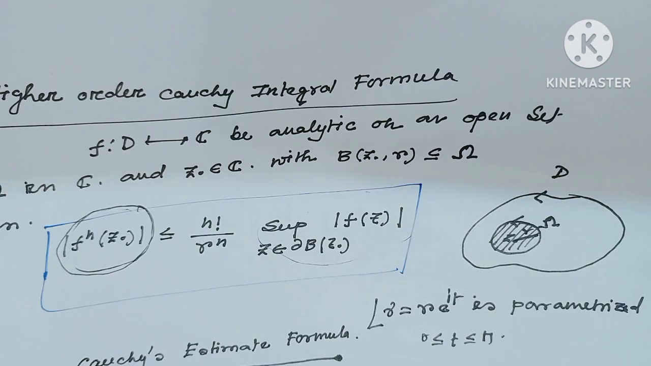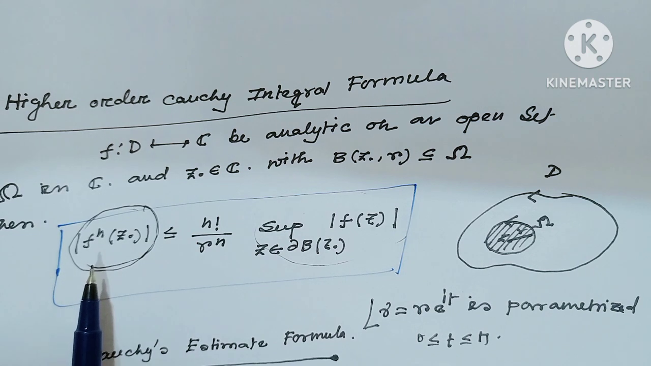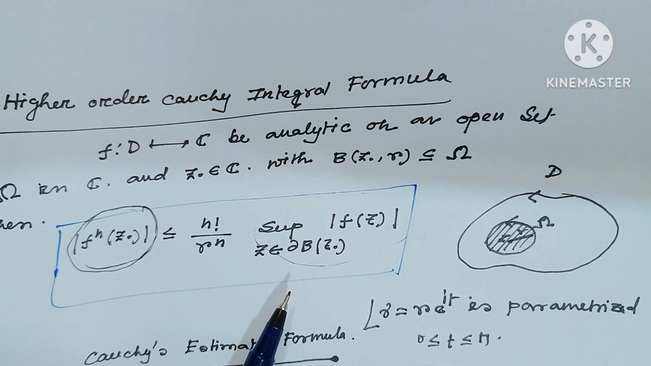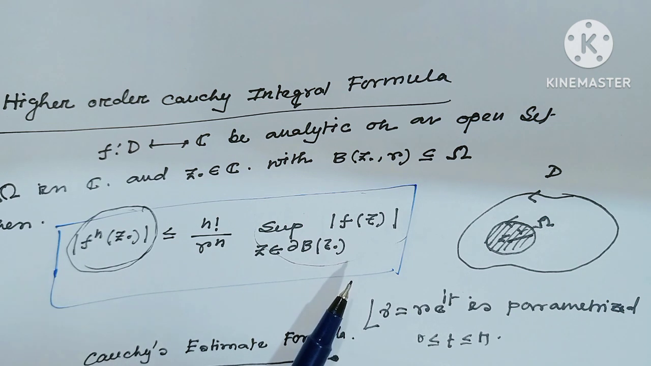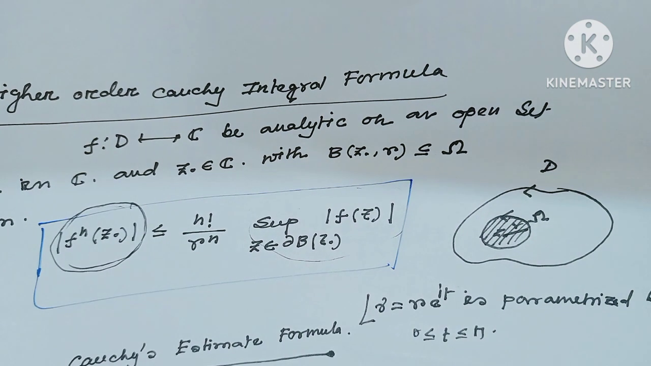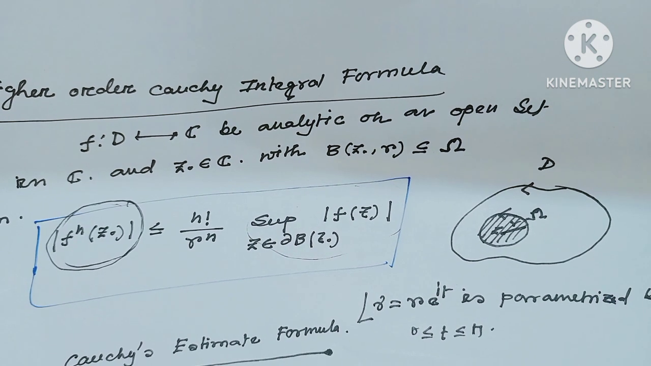Notice the estimate. The absolute value of the derivative f^n(z0) is less than or equal to n factorial over r to the power n times the supremum, for z belonging to ∂B(z0), of f(z). This is Cauchy's estimate formula. Here the higher order derivative is estimated in terms of the function. Okay, I hope all my viewers have understood.